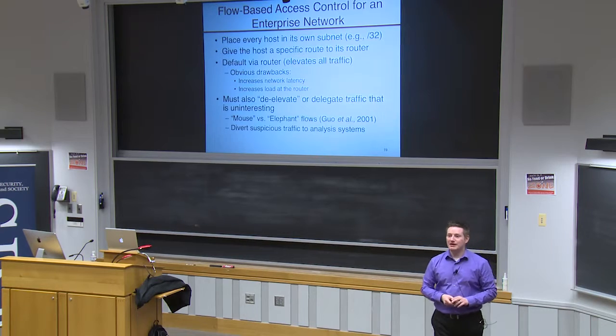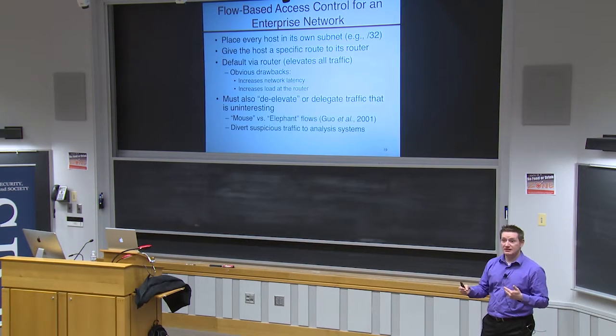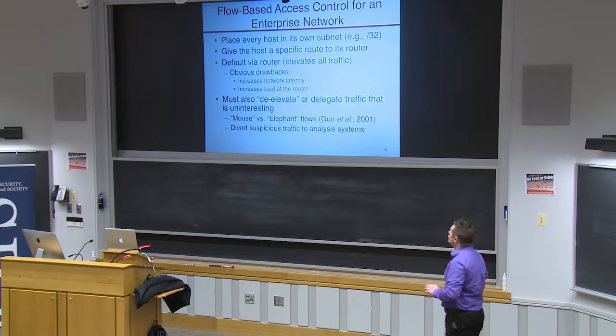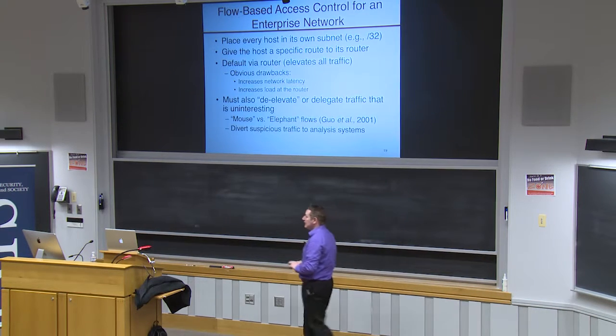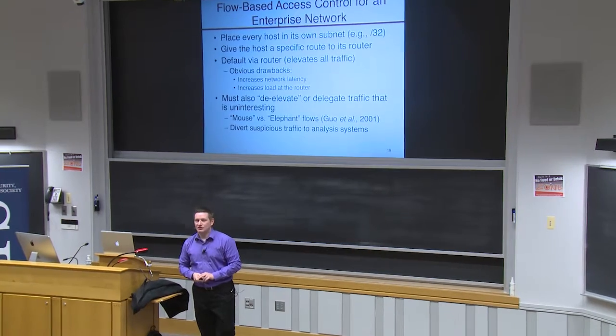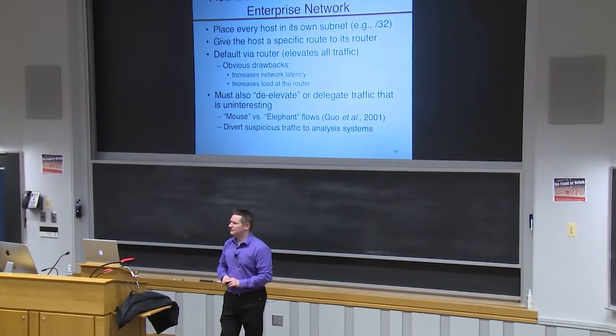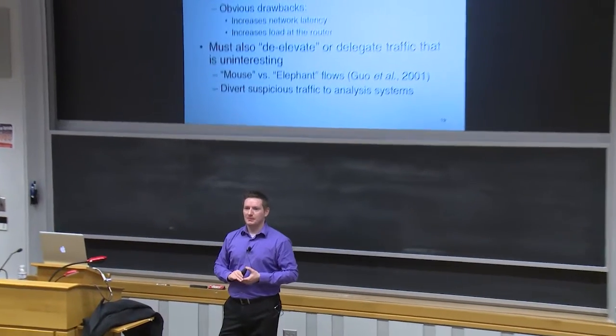So how can we make it so that we can actually delegate flows and say, I'm not actually interested in seeing this at the router anymore. You're good to go. Go ahead and send the packets. So what we do is we create a way to de-elevate this traffic. And so this comes back to the analogy of mice and elephants. Has anyone heard the analogy of mice and elephants for network flows?